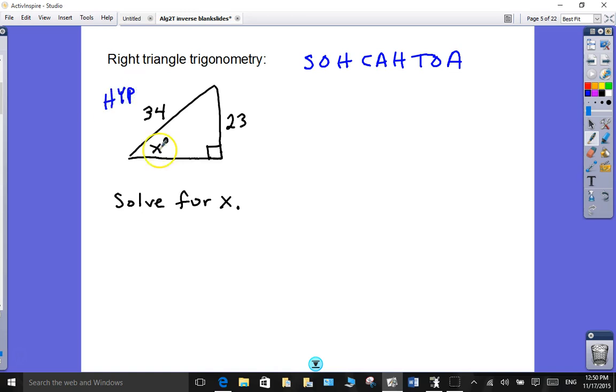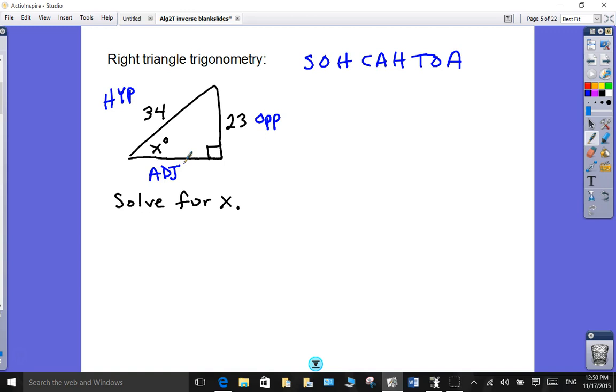And then this angle, which has the x degrees in it, the opposite of that is the 23. So I'm going to call that opposite. And then adjacent means right next to, so right next to the x degrees is adjacent. So you would have to say to yourself, which two of the three sides am I using here? This 23 and 34 are opposite and hypotenuse.